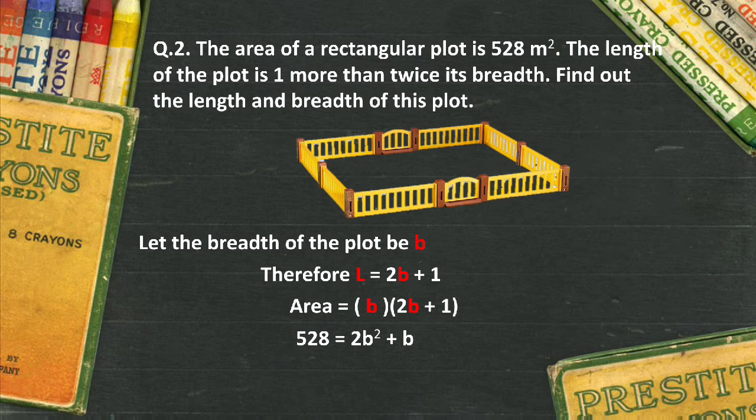So I've just substituted that, and b multiplied by 2b will become 2b square, and b multiplied by 1, to open the bracket, will become plus b. So all I have to do now is solve that. So 2b square plus b, get that 528 on the other side, it becomes minus 528, and then you will have a quadratic equation. And once you solve using any of the methods which you have already learned, factorization, quadratic formula, completing the square, you should be able to get the value of the length and the breadth.